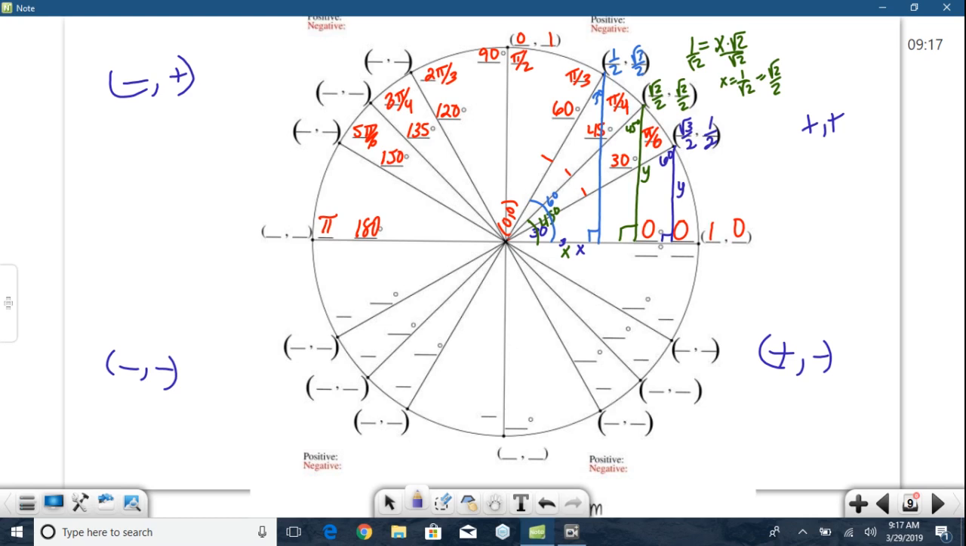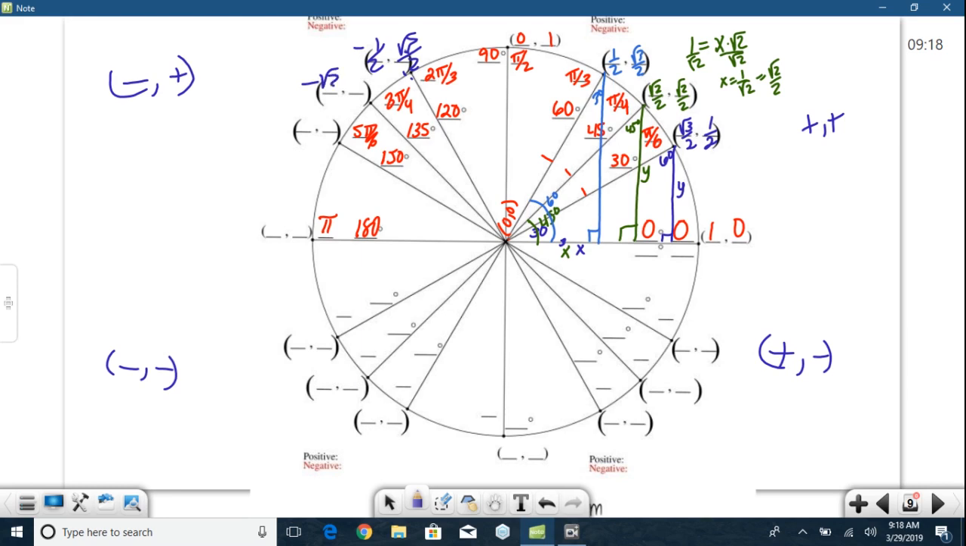Straight line, change the sign. If I draw a straight line from this coordinate to this coordinate right here, or this point to this point, they're going to be the same x and y values, just different signs. So we still have 1/2, radical 3/2, just my x is negative now. Okay?